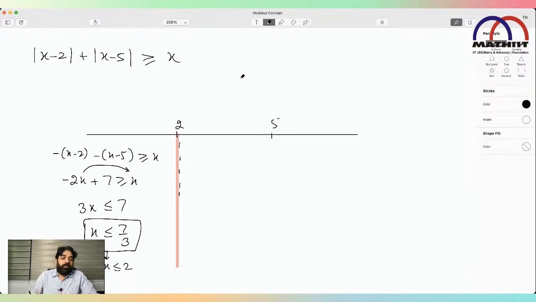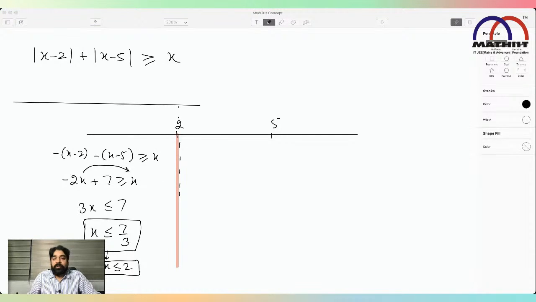x less than or equal to 2 means the common value which is satisfying the condition. I cannot go beyond this one. This means you would have to go from minus infinity up to 7 by 3, but you cannot cross, so this portion you have to leave out. Am I clear to everybody? You have to keep updating so that I can come to know. Right? So that's why only this answer will be there.